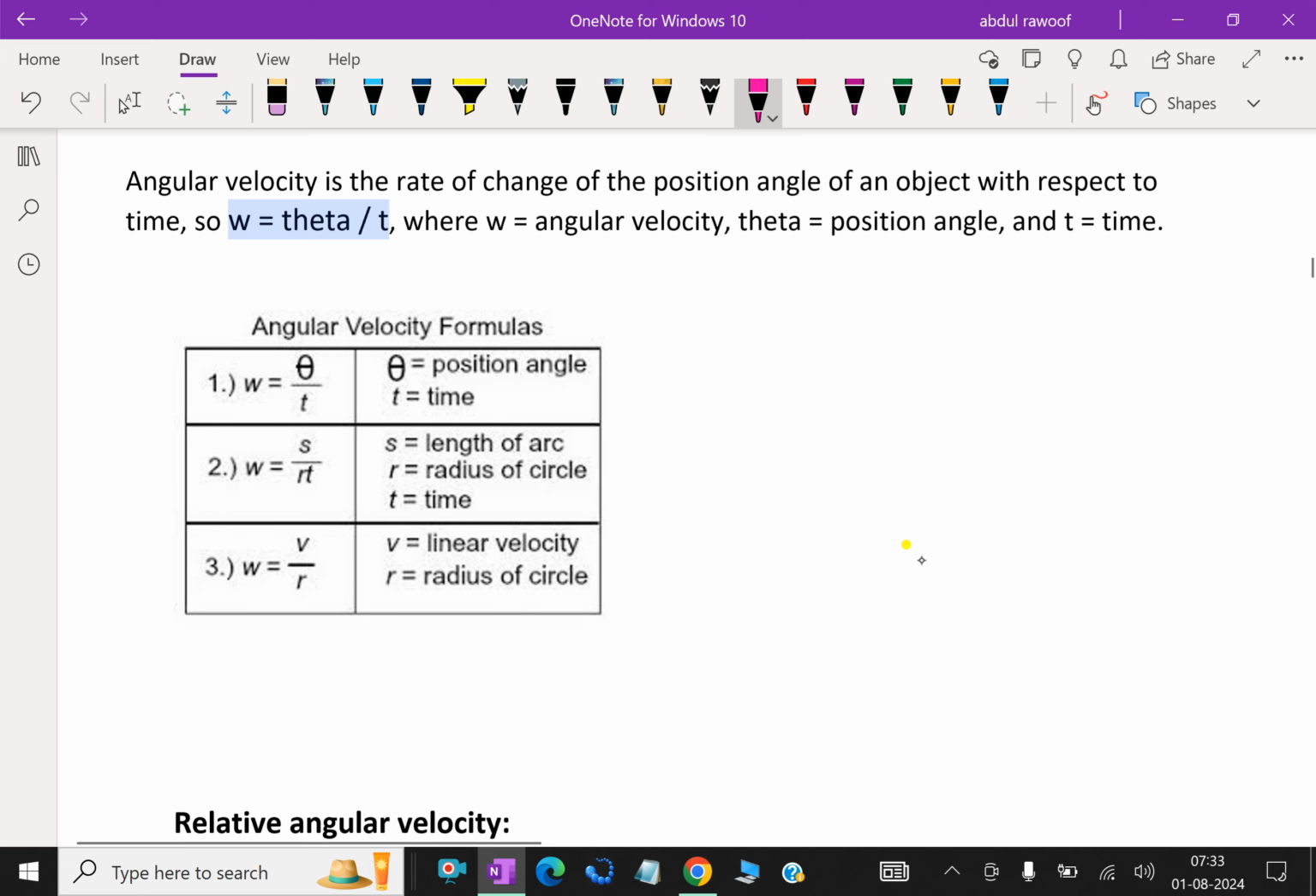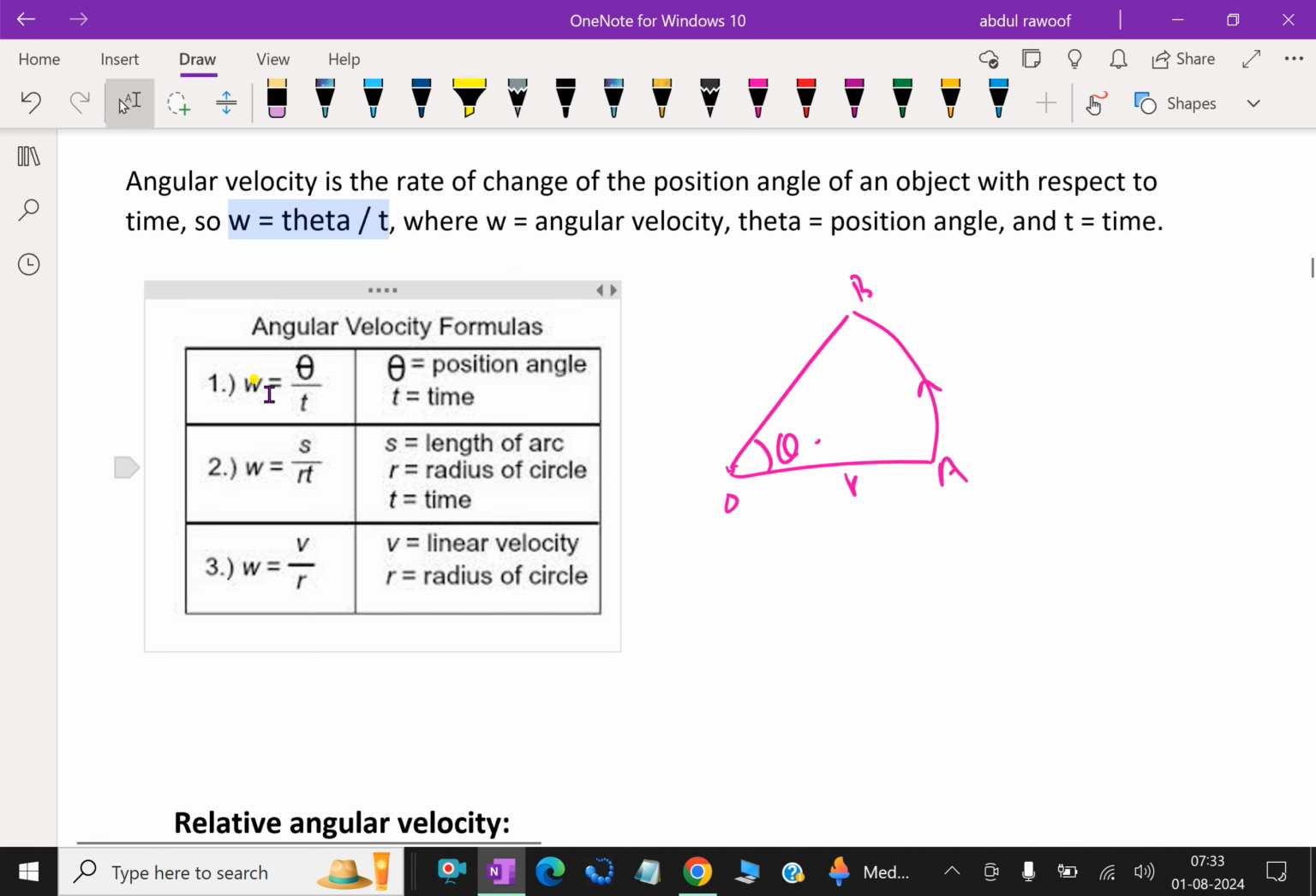Now here, with respect to the center, the angle forms θ while the body moves from point A to B. That is ω = θ/t, where θ is the position of the angle and t is time. ω = s/(rt), where s is the length of arc and r is the radius of the circle, and t is time. ω = v/r, where v is linear velocity and r is the radius of the circle.